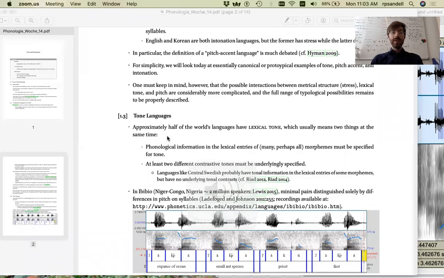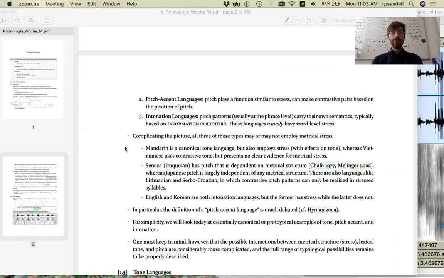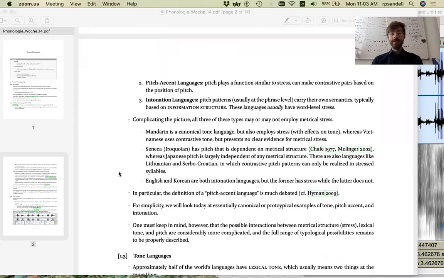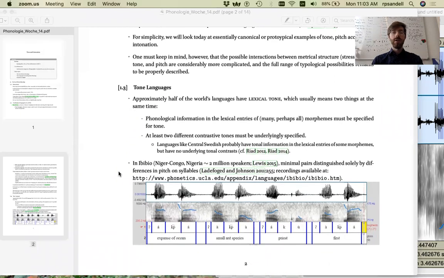Hi, everyone. In this second part of the lecture, I want to introduce more precisely and clearly what some features are of the so-called tone, pitch, accent, and intonation languages. That is how we can potentially distinguish them from one another. So we'll begin with tone languages.